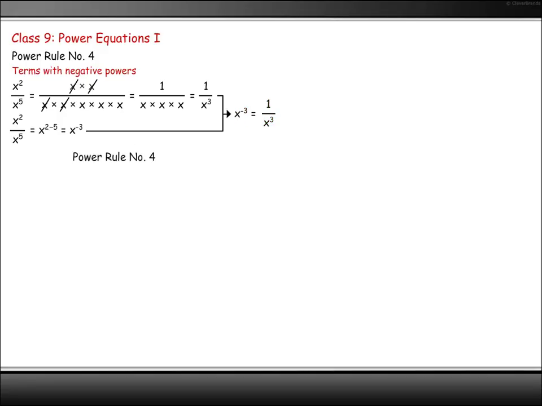This leads on to power rule number 4. A to the power of minus n is equal to 1 over a to the power of n. For example, evaluate 2 to the power of minus 3. Using power rule number 4, you can make the power positive by moving the term down, giving an answer of 1/8.